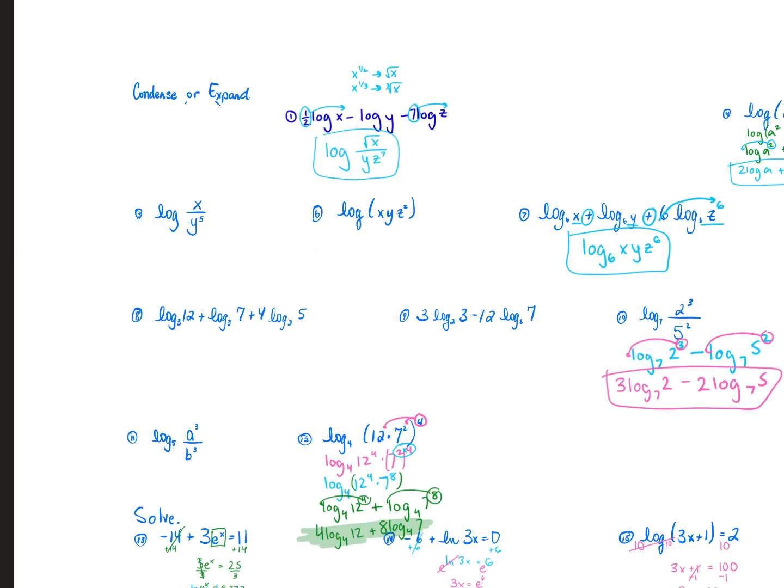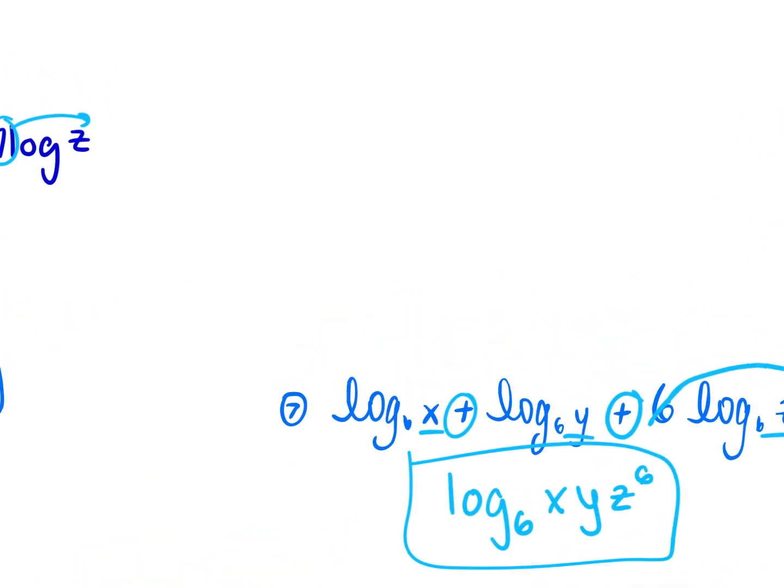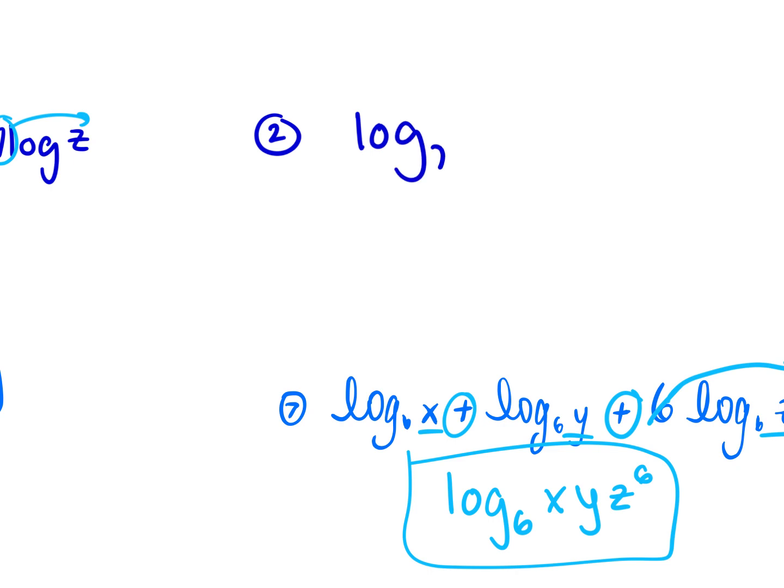I'm going to do one more of expanding and condensing. So I'm going to call this number 2. Let's say we had log base 7 of 4 times x times y. What would we do here? Tomas, what do I do? How would we expand? Maya? We have to add them. So what would I start with adding?